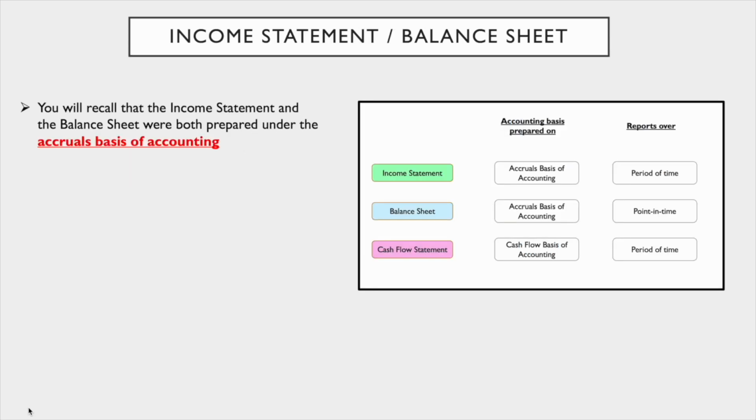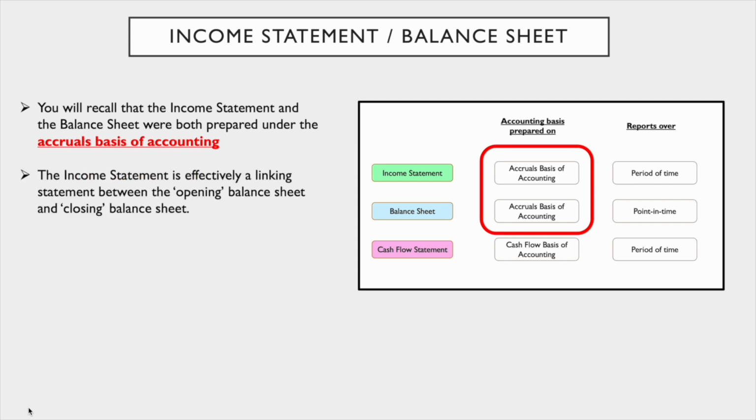You will recall that the income statement and the balance sheet are prepared on an accruals basis of accounting. The income statement is effectively a linking statement between our opening balance sheet and our closing balance sheet. We will see an example of that in our next tutorial as well, just to be aware of that now, that the income statement and balance sheet are both prepared on an accruals basis of accounting, whereas the cash flow statement is prepared on a cash basis of accounting.